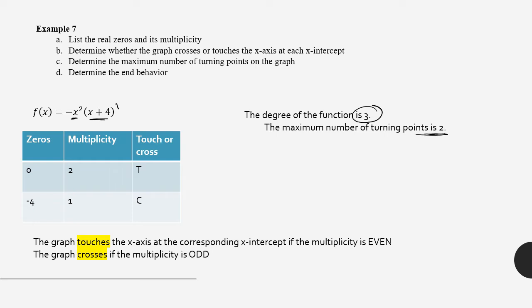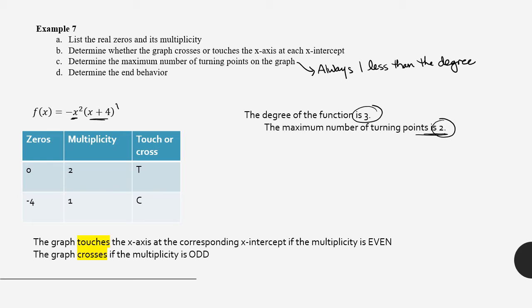All right, so for part C here, determine the maximum number of turning points. This will always be 1 less than the degree. Okay, and it doesn't mean that the graph turns exactly 2 times. It just means it turns at most 2 times.